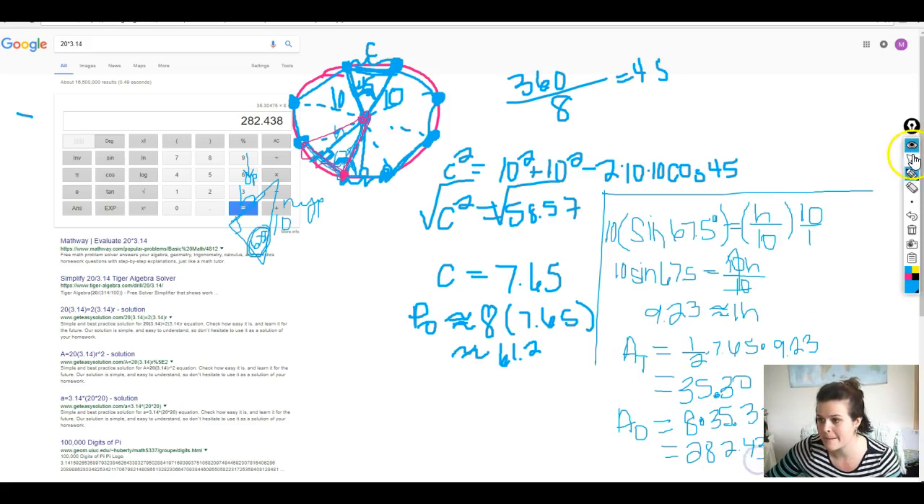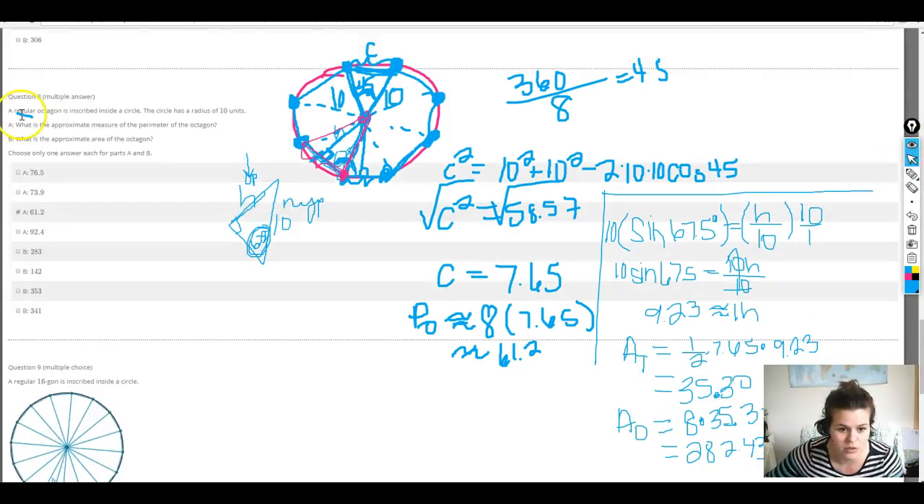282.43. So then we're going to go back to the course player. It's about 283. It's a good approximation of our octagon.